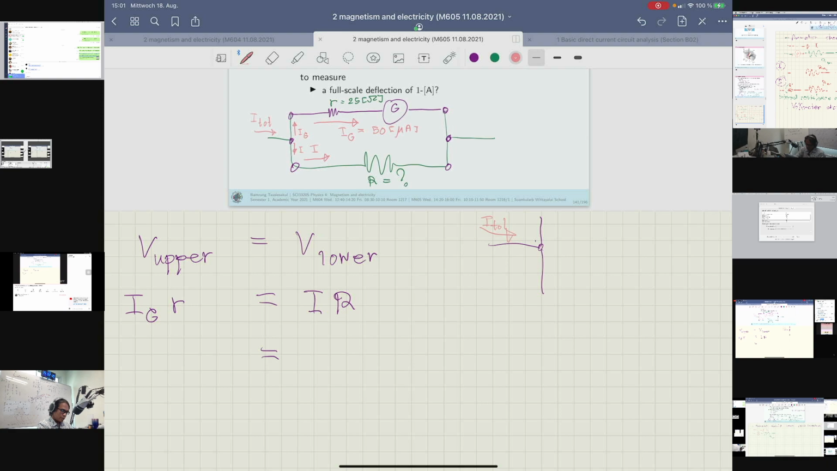IG is 50 microampere, 50 times 10 raised to negative 6, and small r is 25. You leave the value of I, which is the difference here, which is approximately 1, actually. Divided by 50 times 10 raised to negative 6. You put it into the calculator and you're going to get 0.00125001.